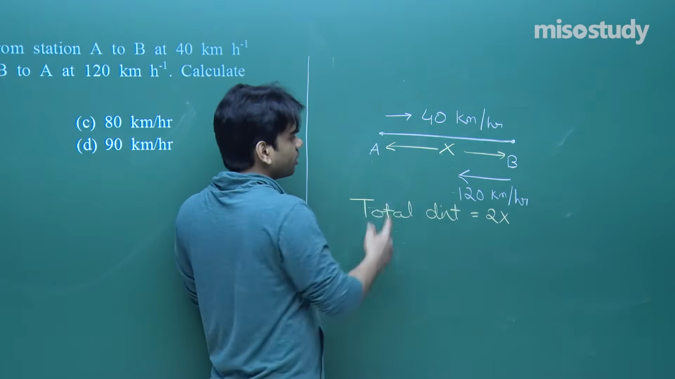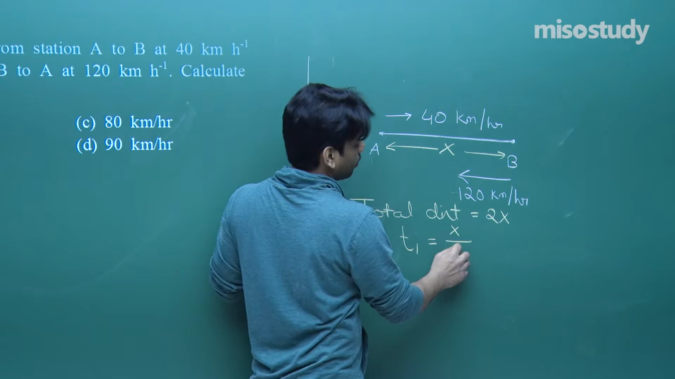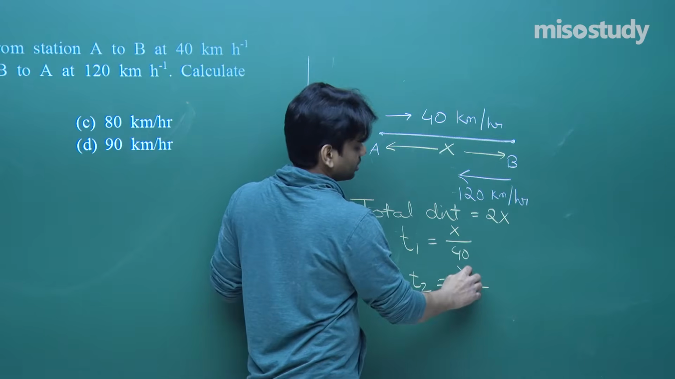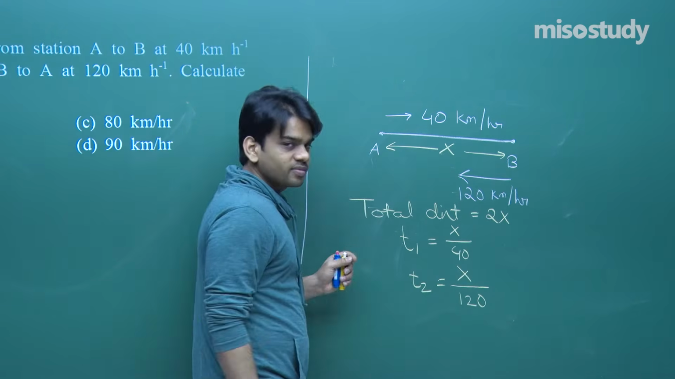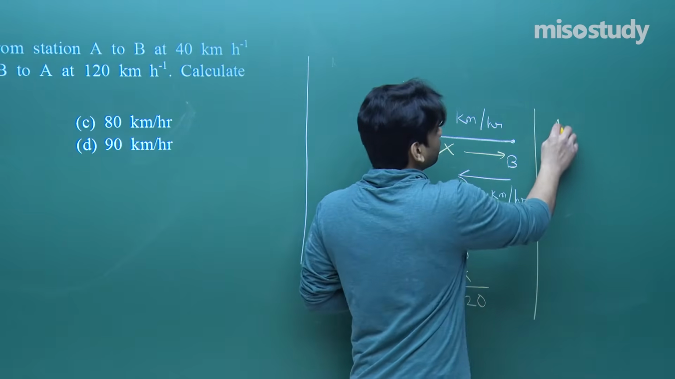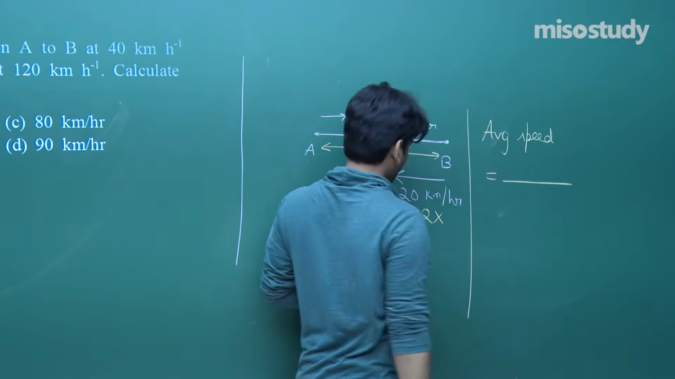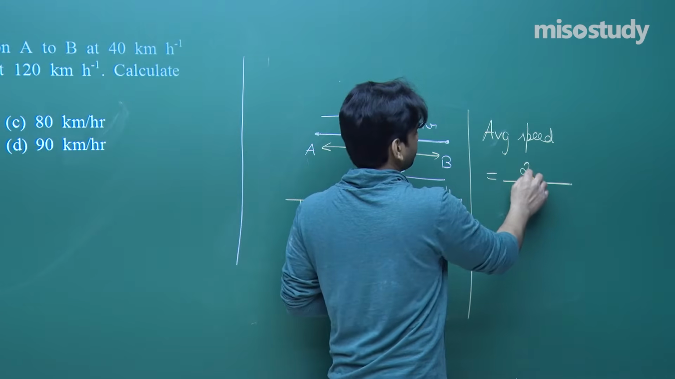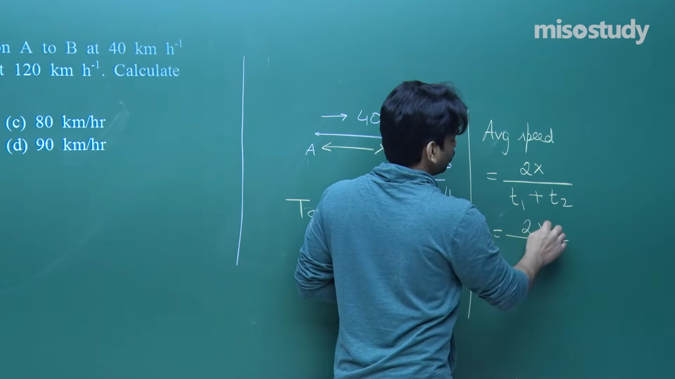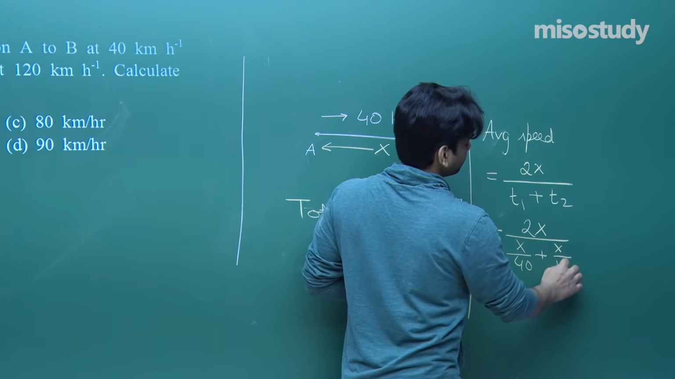Let's talk about the time taken to move from A to B. Time t1 will be distance upon speed, x upon 40. Time t2, for returning from B to A, is distance upon speed. Let's write down the average speed formula. Average speed is equal to total distance 2x divided by total time. Let's put in the values. 2x, t1 is x by 40, t2 is x by 120.